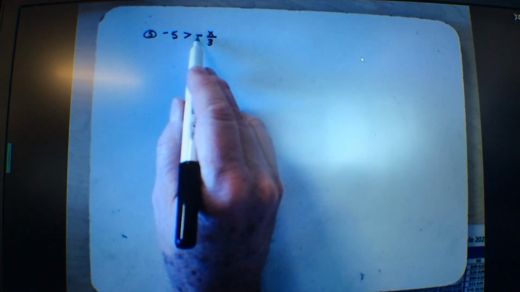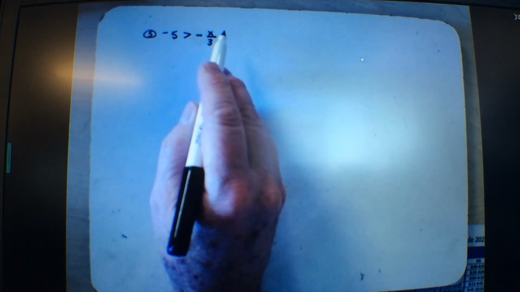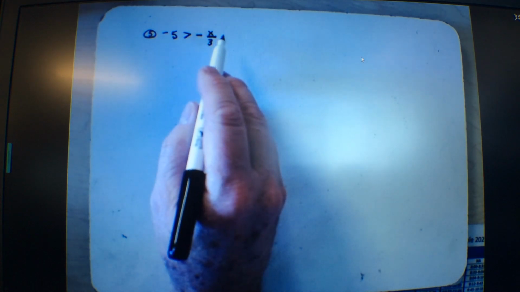Okay. What operation is being applied to the variable? It's division, right? What operation do I use to undo it? What do I multiply both sides by? Okay, I would multiply by a negative 3 because this is negative. Now, it doesn't matter if this negative is with the x, in the middle, or down here. I would multiply by a negative 3 on both sides.